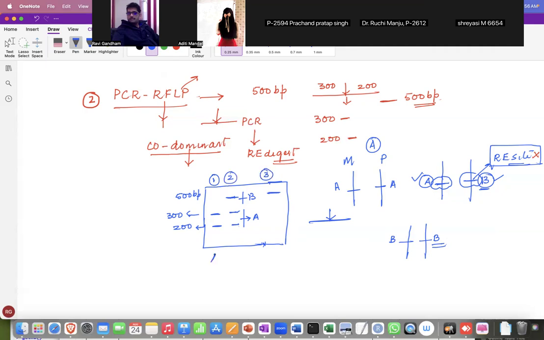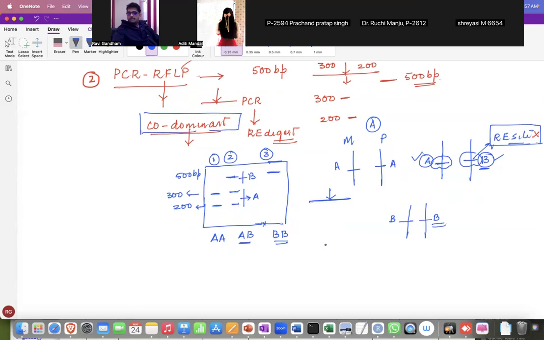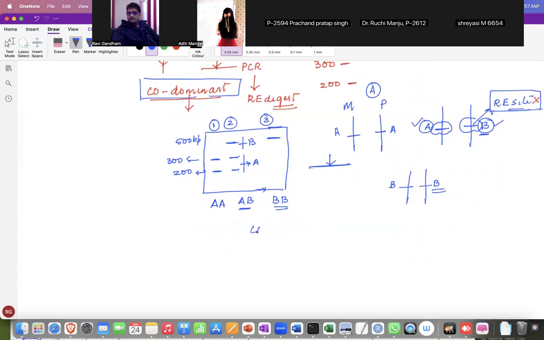Individual 1 is homozygous for the presence of the restriction site. Individual B is having the restriction site in one and absent in the other, whereas individual C will not be having the restriction site at all. So this process of identifying all the alleles together is called codominant. Is that clear? Called codominant in nature. So this marker is said to be codominant.